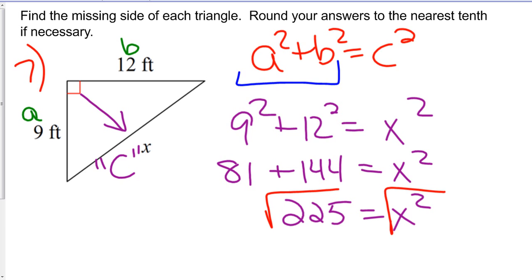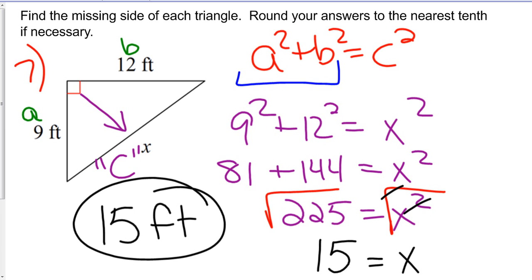And of course, undo your squaring by taking your square root. So we get a 15. 15 equals our x, and of course, then that is going to be 15 feet when I properly label it. And that's the Pythagorean theorem.